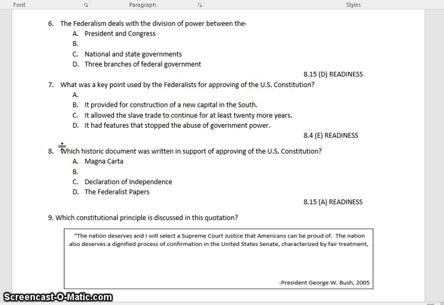Number 8. Which historic document was written in support of approving the U.S. Constitution? So which one of these documents was in favor of the U.S. Constitution? A, Magna Carta, C, Declaration of Independence, D, the Federalist Papers. Which of these 3 was in favor of the U.S. Constitution?